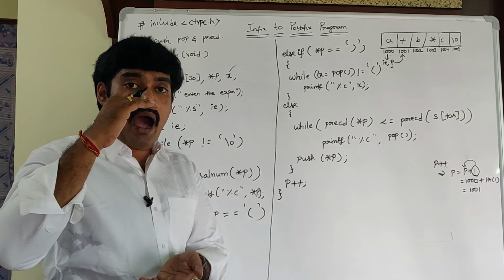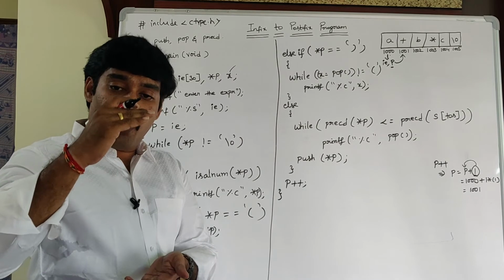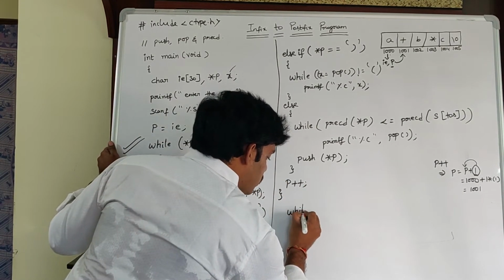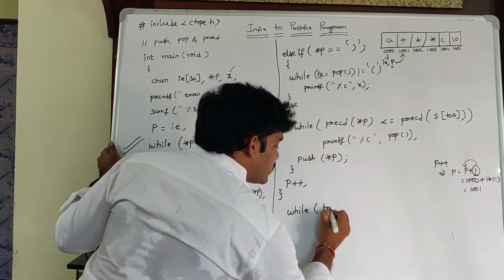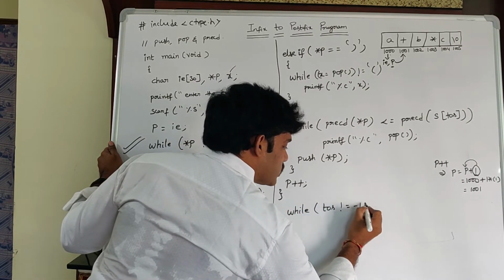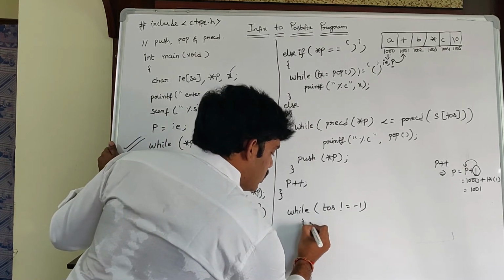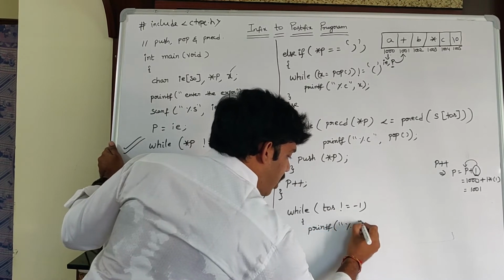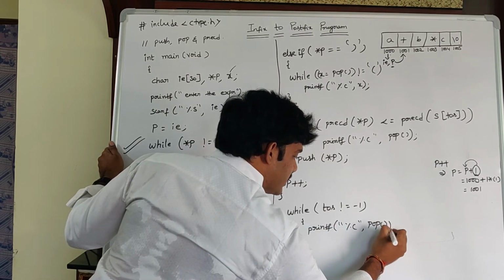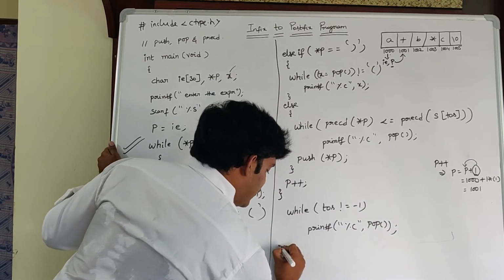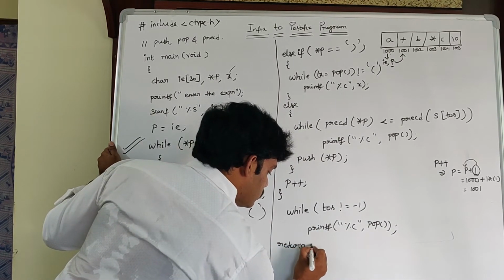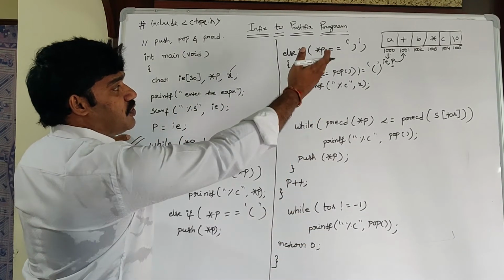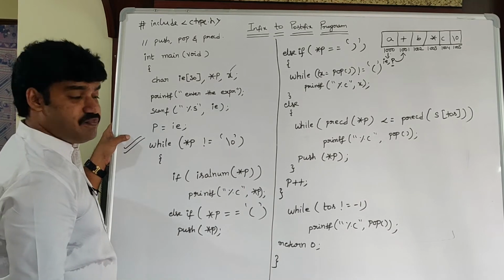Finally, if there are any operators in the stack, then pop all the operators and place them into the output. So while tos is not equal to -1, simply printf("%c", pop()). Okay. Finally, return 0, closing of the main function. We will trace this logic by using that example a+b*c.